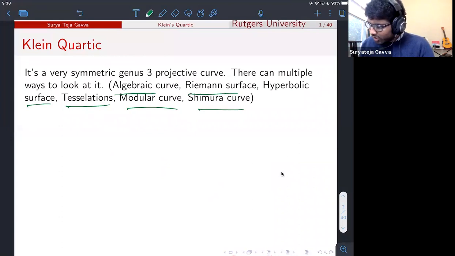So I'll quickly talk about the hyperbolic perspective. The curve can basically be thought of as being made of 24 heptagons, with 3 heptagons meeting at a single point. So there are 3 heptagons meeting at a single point, and 24 of them.